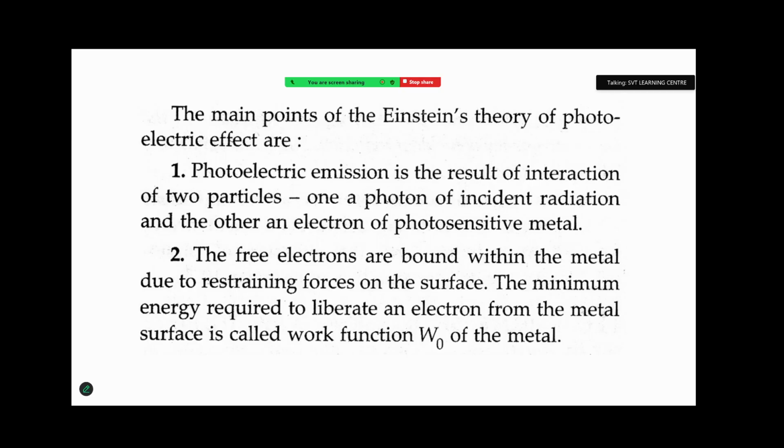The main points of Einstein's theory of photoelectric effect are: first, photoelectric emission is a result of interaction between two particles, one a photon of incident radiation and the other an electron of the photosensitive metal. Secondly, the free electrons are bound within the metal due to the restraining force of the surface. The minimum energy required to liberate an electron from the metal surface is called the work function of the metal.